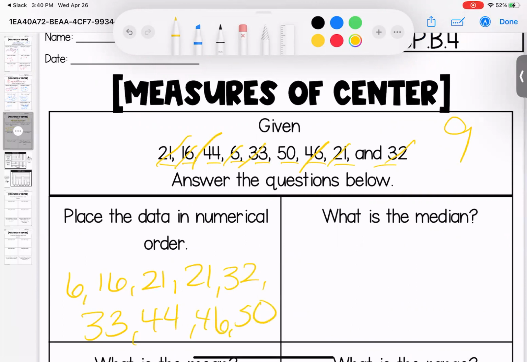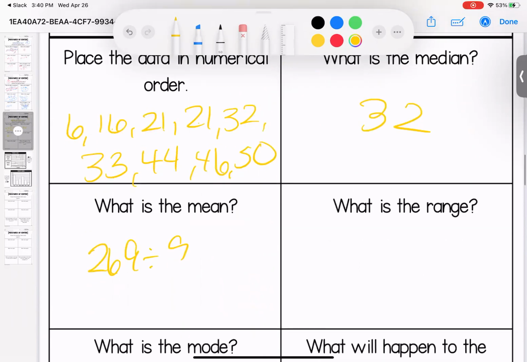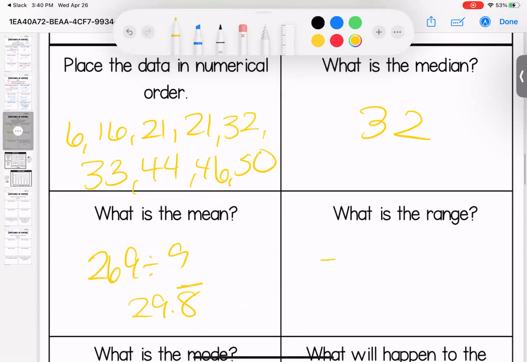I want to know the middle half of the 9 would be the 5. So 1, 2, 3, 4, 5. Middle would be 32. What is the mean? I have to add these up. So I have 6 plus 16 plus 21 plus 21 plus 32, 33, 44, 46, and 50. I get a total of 269, which then needs to be divided by 9, which gives me 29.8 repeating.